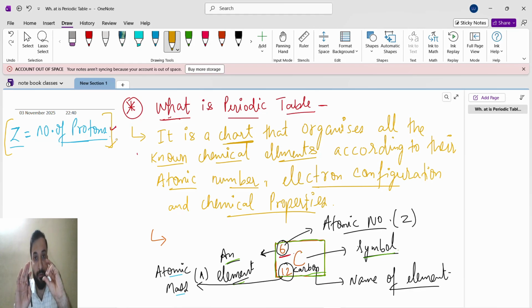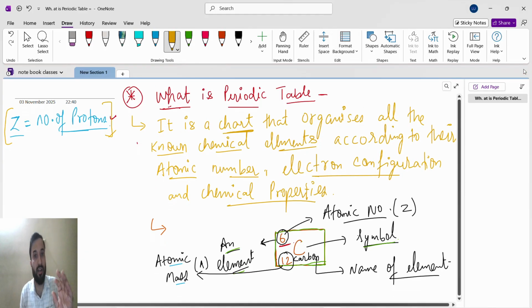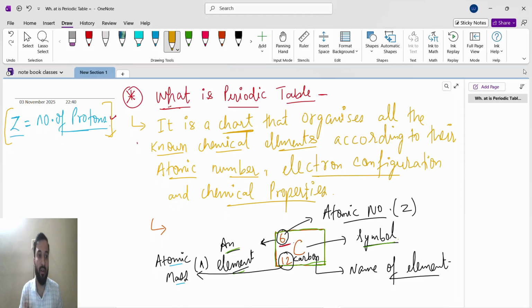That is possible only if it is a stable element, or an element which has no charge. At that time number of protons equals number of electrons. If a charge comes, anion or cation, the number of electrons will change. So at that time number of protons is not equal to number of electrons. Okay, this much.